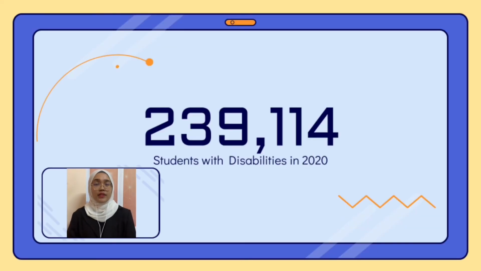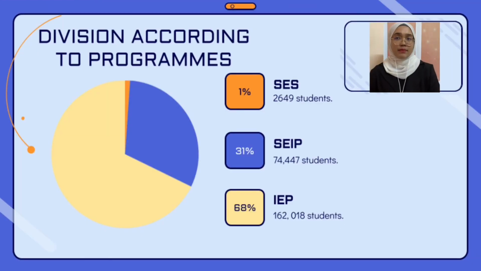According to data from the Ministry of Education in 2020, we have a total of 239,114 students with disabilities in 2020. So isn't that impressive? Let's take a look at the number of SWDs according to each program. As you can see in this pie chart here, special education schools contribute the least number of SWDs, which is just 1% of the overall number, or 2,649 students.